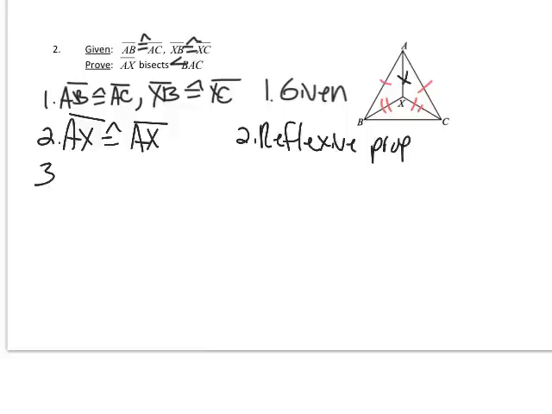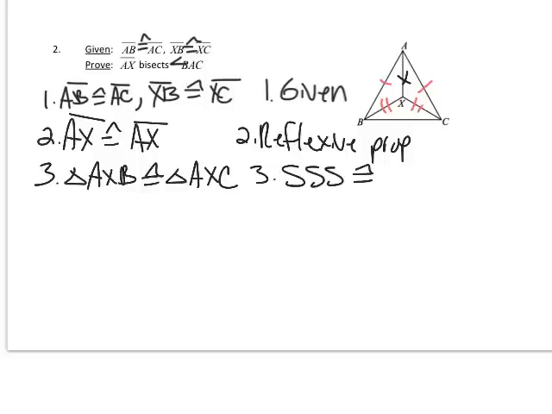And that's enough to say the triangles are congruent. Triangle AXB is congruent to triangle AXC. And this time we use our side, side, side congruence. Three corresponding sides of the triangles are congruent, so therefore the triangles themselves are congruent.